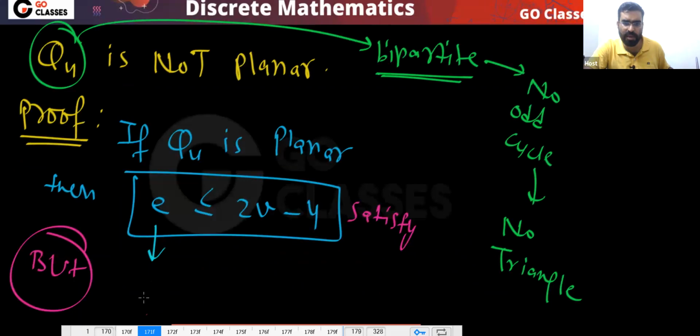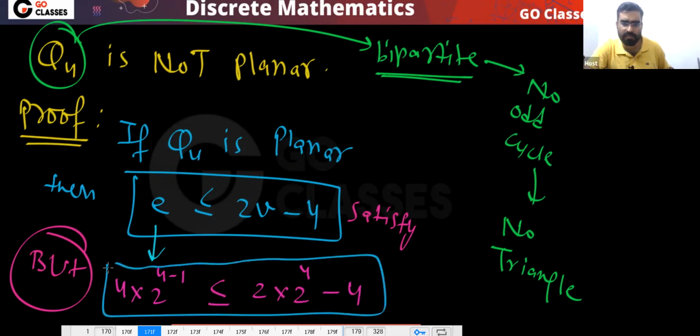So you can notice the number of edges will be n into 2 power n minus 1, with n equal to 4. Is this less than or equal to 2 into the number of vertices 2 power 4 minus 4? Does it satisfy? Like 4, this is 2 power 2. Tell me. It does not satisfy. Why does this not satisfy? Because this value is 28, and this value is 32. So this does not satisfy.